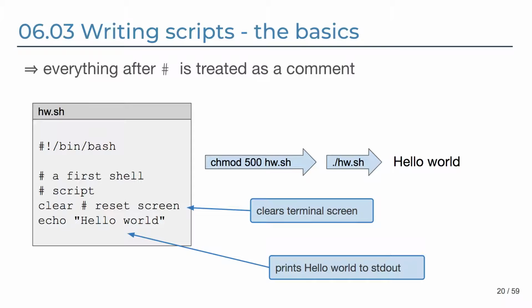So let's have a small example of a script. We have here a file, hello-world.sh. We have the line which specifies that we want to execute it using bash. Then we have a couple of comments. Everything that starts after a pound sign is treated as a comment. And then we have two commands. We have clear, which resets the screen, and an echo, which prints out hello world.